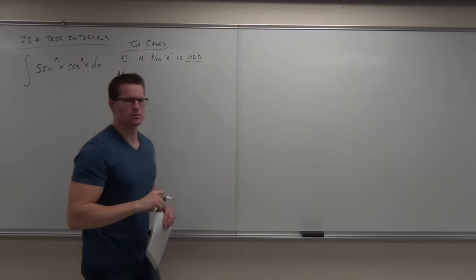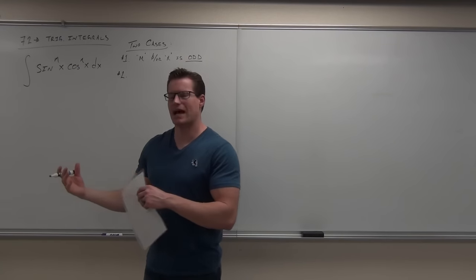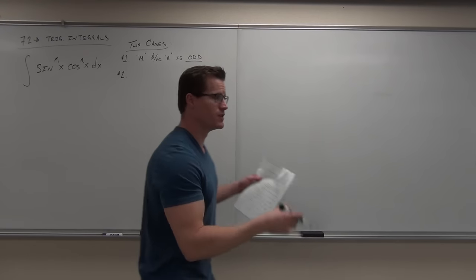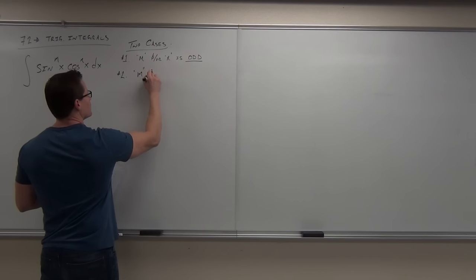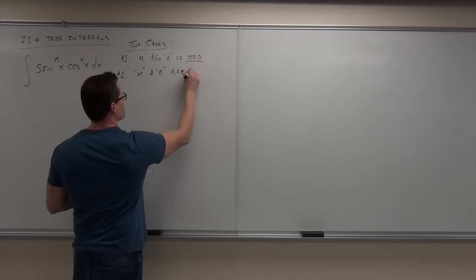What's the only other case? Even. They're both even. If one of them's odd, naturally the other one's going to be even. If they're both odd, none of them are going to be even. But if none of them are odd, they're both even. So m and n are even.